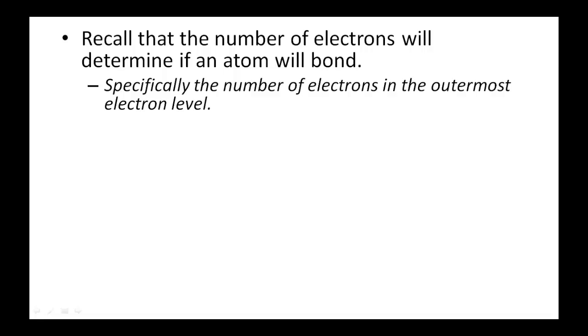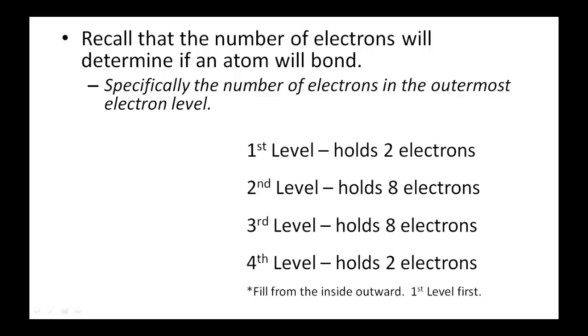I also want you to recall that the number of electrons will determine if an atom will bond, specifically the number of electrons in the outermost electron shell. Remember, that can also be called an orbital, energy shells, goes by many names, but the number of electrons in the outermost electron shell is called the valence electrons.